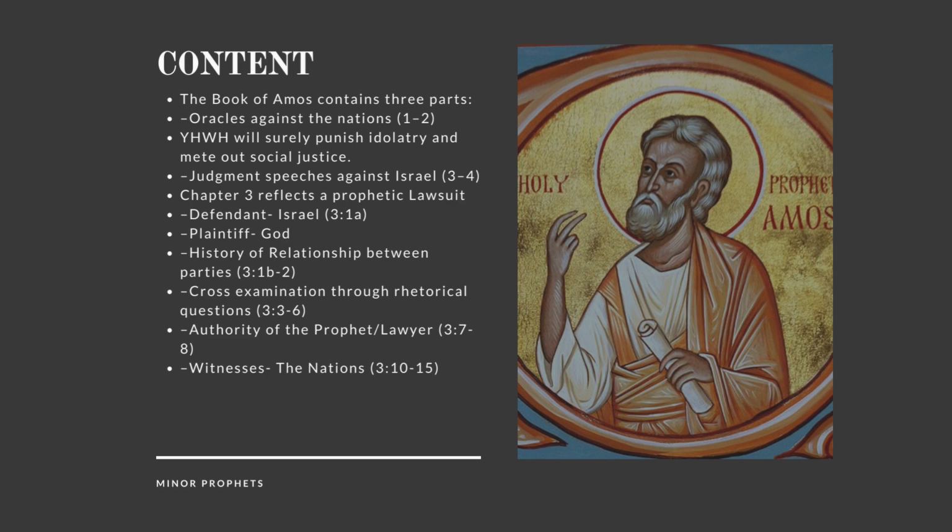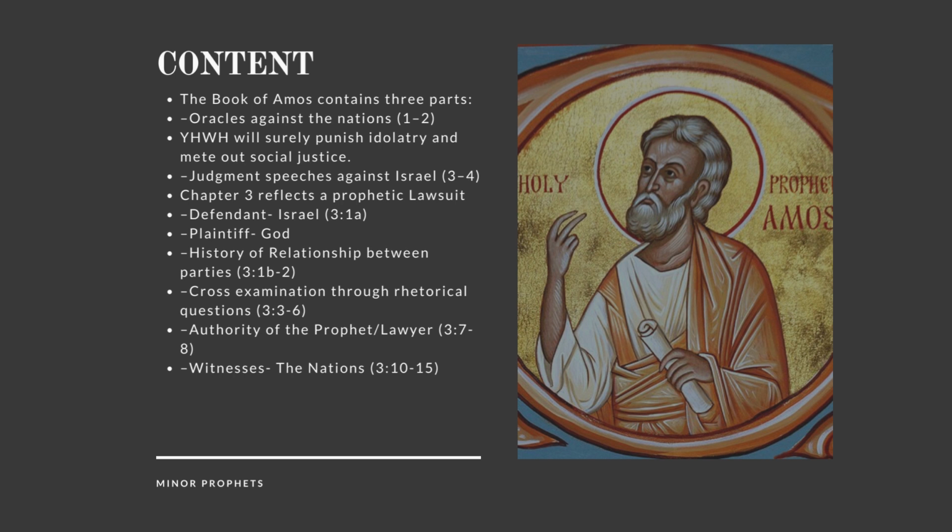The book of Amos contains 3 parts: oracles against the nations. Yahweh will surely punish the idolatry and mete out social justice. You have the judgment speeches against Israel. Chapter 3 reflects on a prophetic lawsuit. You have the defendant, meaning Israel, the plaintiff, God, and then you have the history of relationship between the two parties, cross-examination through rhetorical questions. And then you have the authority of the prophet, lawyer, and then the witnesses, the nations, for basically the rest of the book.